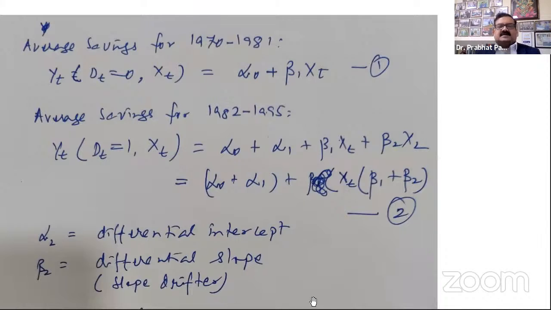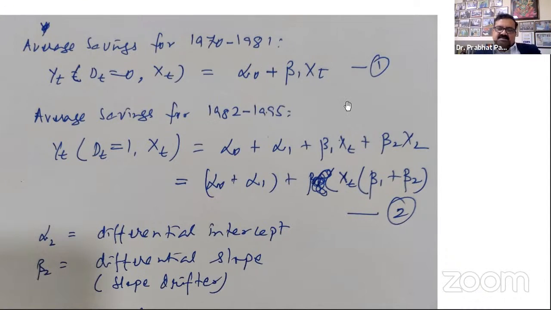Okay. So if you look at here, the average savings for 1977-81, with the same logic, if you try to calculate expected Y, that is expected saving, average saving, you have to keep D as 0, because we are calculating 70-81. So the dummy is 0 and XT. So if you put that in the equation, you get alpha 0 plus beta 1 XT. That's the equation you're going to get. So if you put values, the value of alpha 0, value of beta, you get this equation.